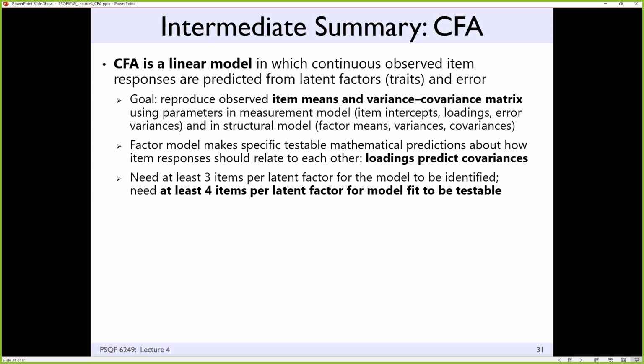From an explanatory point of view, we still don't know anything, though, because factors are latent. We don't know why some people have higher factor scores than others. We just think that they do.